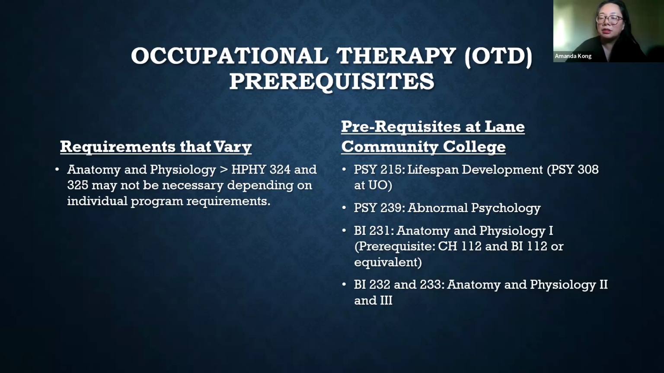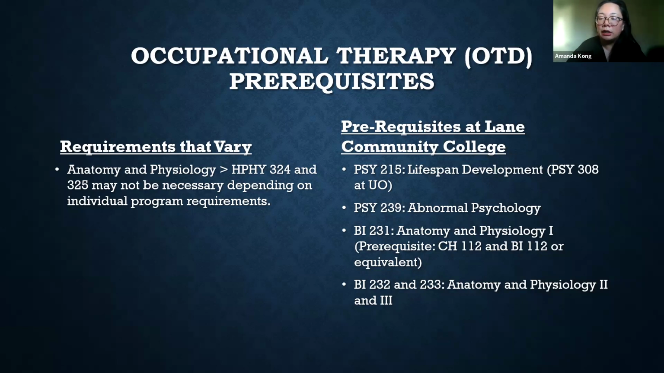And those two classes are what you need in order to get into their anatomy and physiology sequence, which at Lane is Bio 231, 232, and 233. So as you can see, there are a lot fewer prerequisite courses to do, and the sequence itself is actually a lot less time and credits, right? So that could be a nice option.